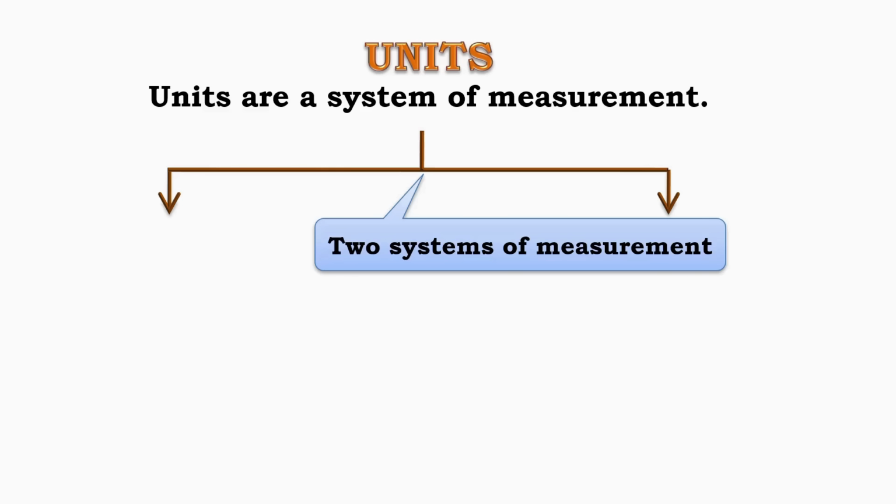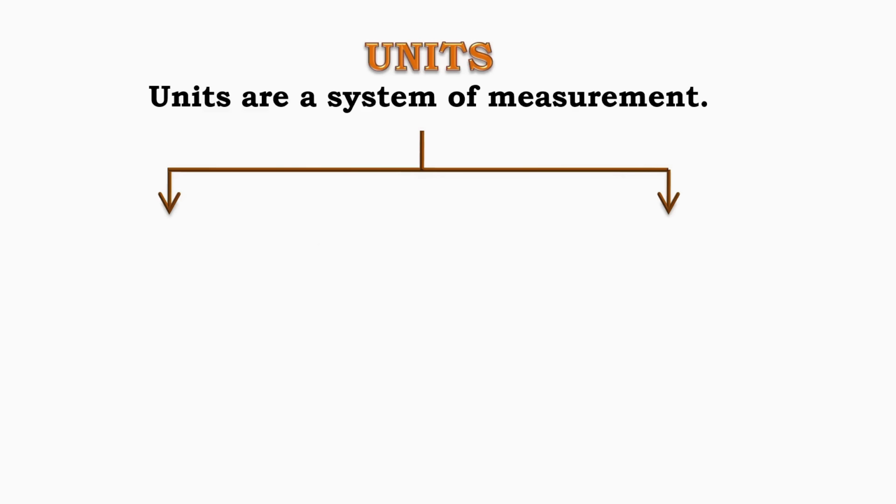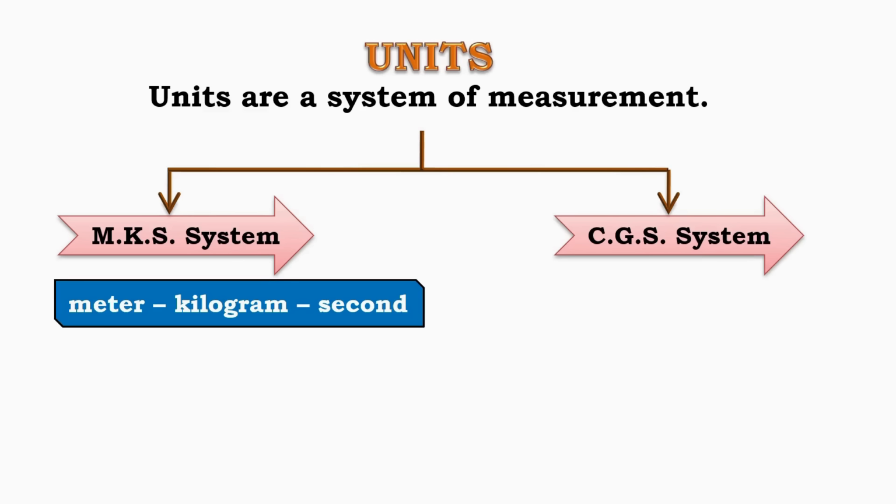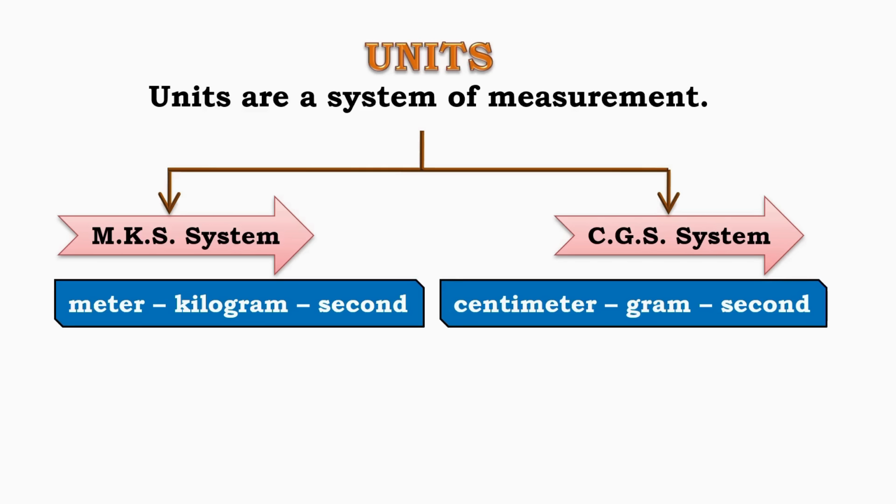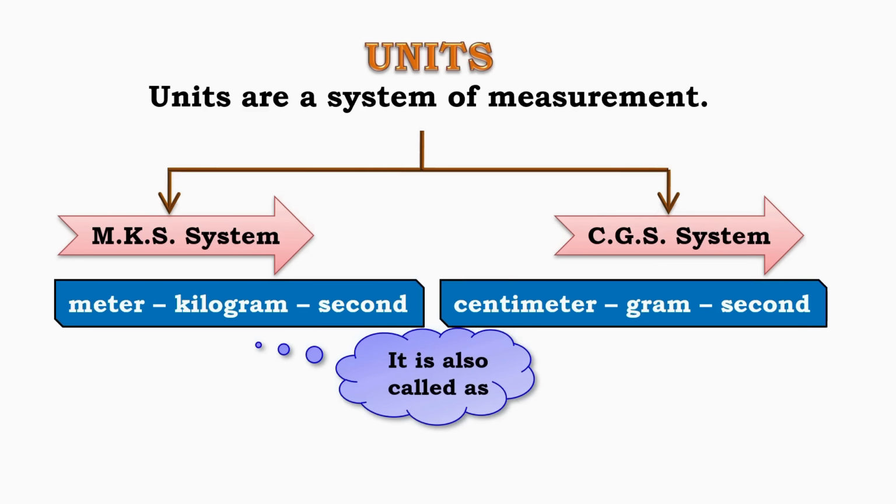MKS system. In the MKS system, length is measured in meter, mass is measured in kilogram, and time is measured in second. So, MKS stands for meter kilogram second. CGS system. In the CGS system, length is measured in centimeter, mass is measured in gram, and time is measured in second. So, CGS stands for centimeter gram second.